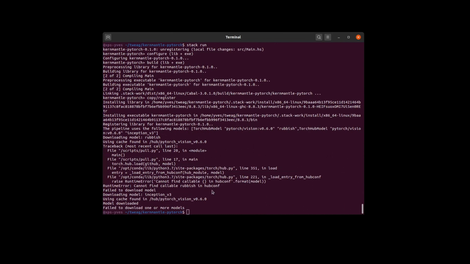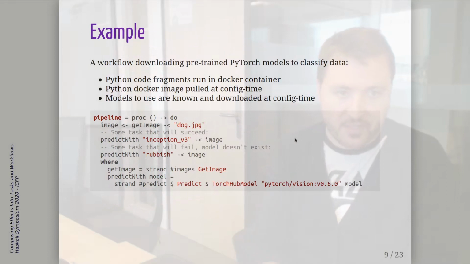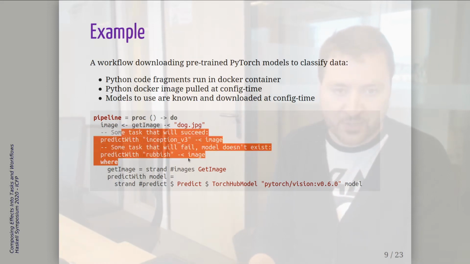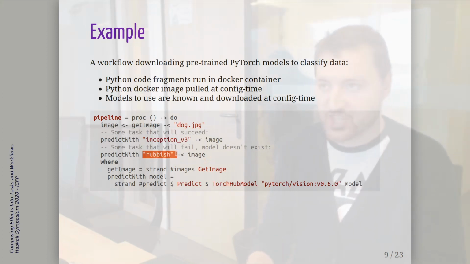But yet the code that we wrote does not at all mention any kind of downloading, any kind of check or anything. It looks like imperative code. It looks like instructions laid out one after another. But yet Kernmantle is able to extract out of that code the fact that we will need that model, which exists, and that we will need that second model which doesn't exist, and it can check that they exist before actual computation will run.